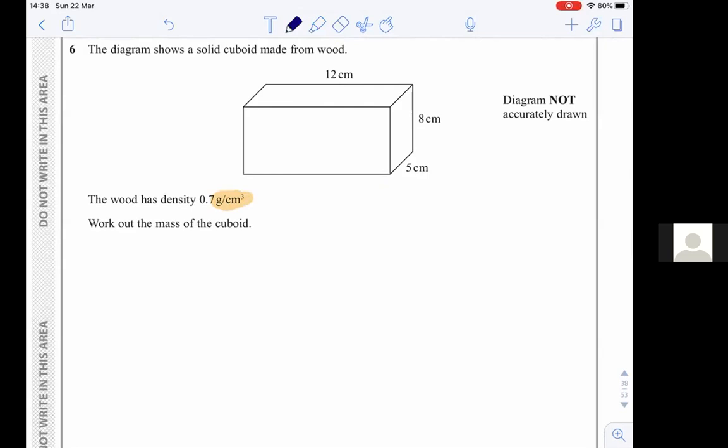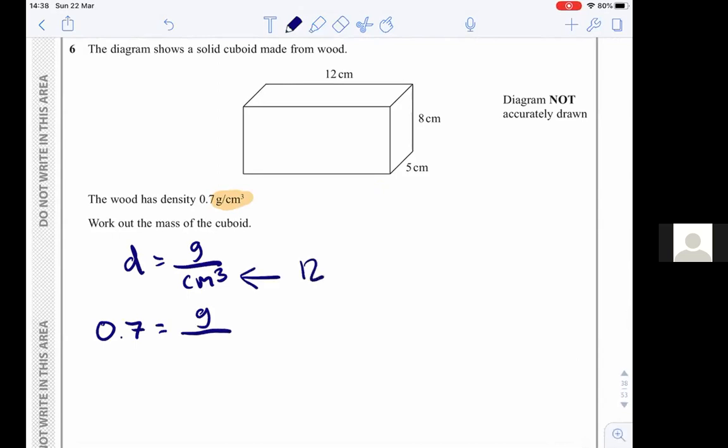We need to use our formula, density equals, and the key is in the units here, grams over centimeters cubed. Okay, we know that the density is 0.7, so I can change this to 0.7 equals grams over. Now, what's the volume of this going to be? Well, the volume of a cuboid is 12 times 8 times 5, which, if I use my calculator, is 40 times 12, 480.